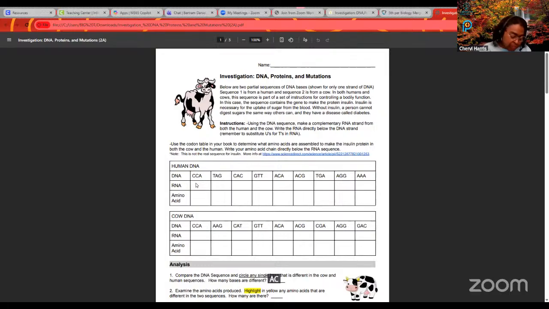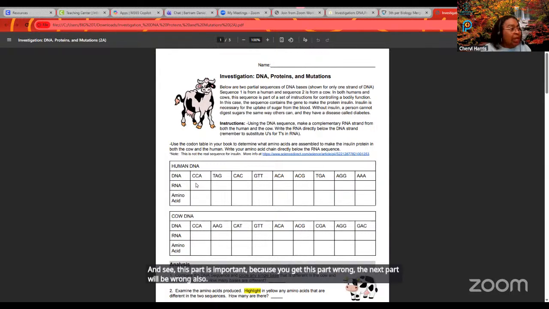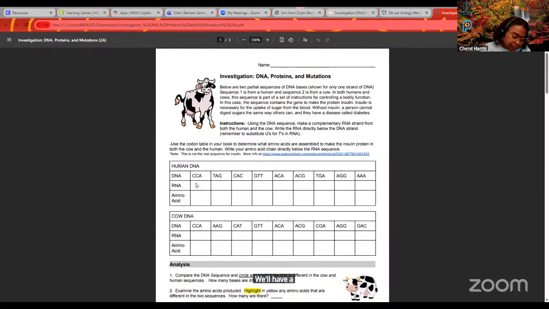ACG. What are we going to have? You can type it in the chat or come off mute. Just say so. This part is important because if you get this part wrong, the next part will be wrong also. We'll have a mutation.